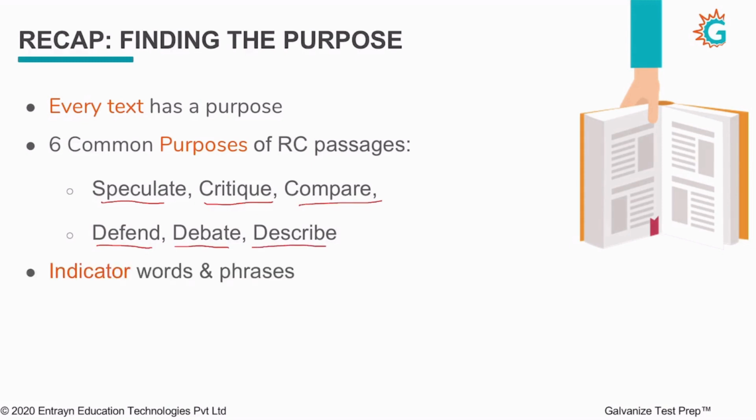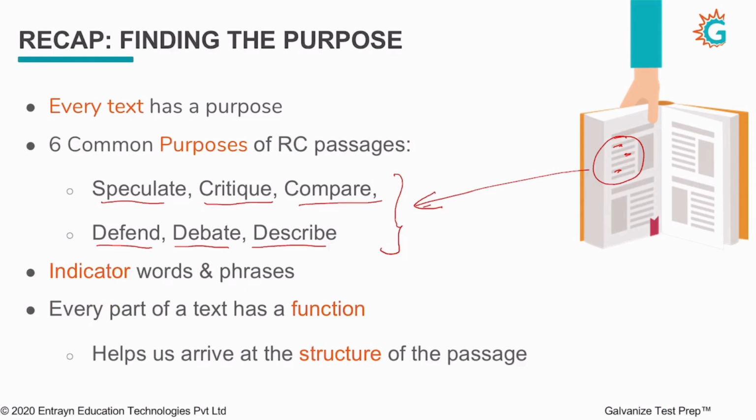We also touched upon indicator words and phrases in the passage, certain words and phrases that will help you identify which of these purposes this passage is written for, right? And then we also looked at the fact that every part of a text has a function, every sentence has a function, every paragraph has a function, and understanding the function of parts of text helps us arrive at the structure of a passage.